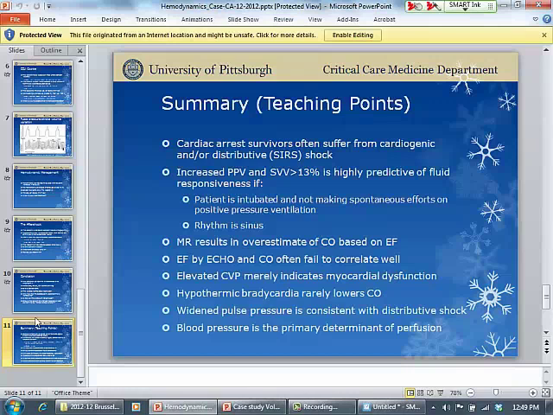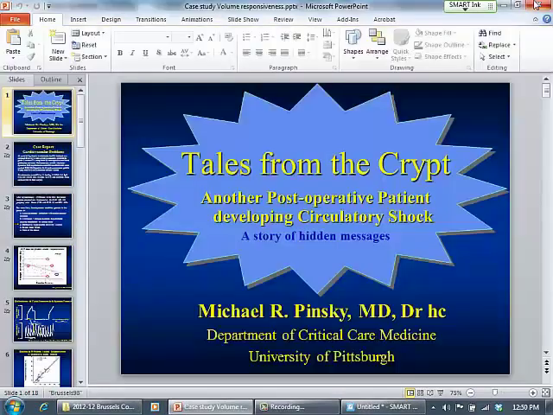Okay. Widened pulse pressure is consistent with distributive shock, as we saw before, and the blood pressure is the primary determinant of perfusion. And I throw that in there because that's not only true systemically, that's also true in the brain, right? Particularly if your autoregulation is thrown off, that MAP of 62 may not actually be enough to perfuse this brain, right? You may need a MAP of 70 or 80. Okay. All right. Very good. So you're seeing now some real practical applications of the last few lectures we've had.